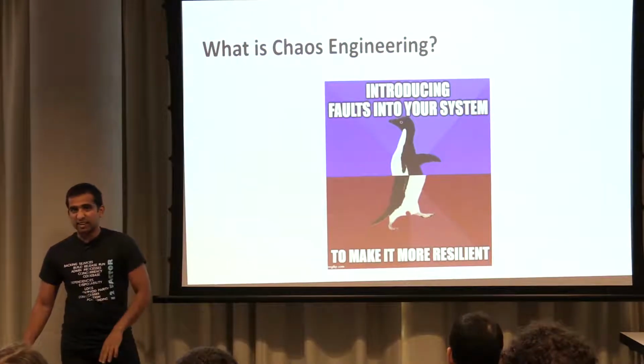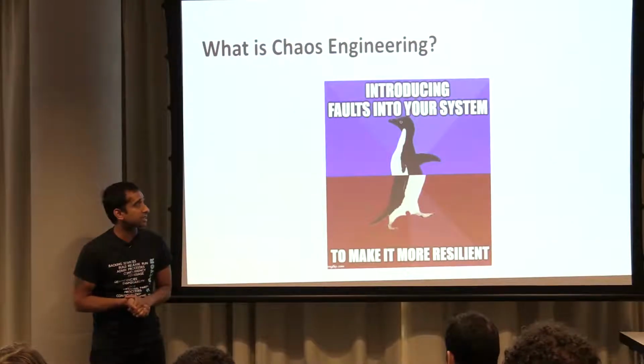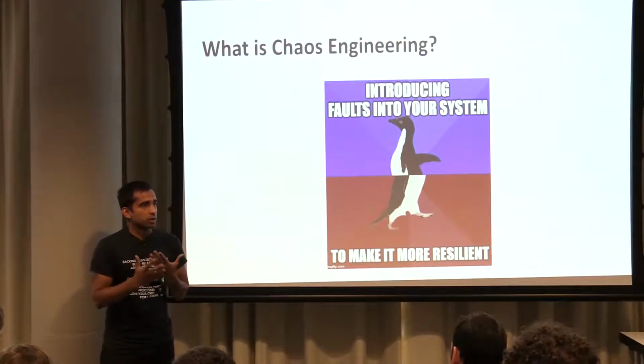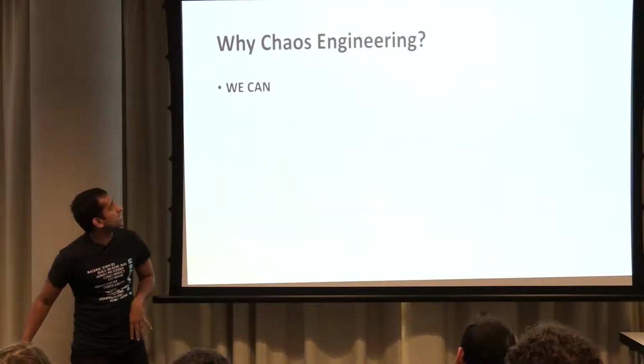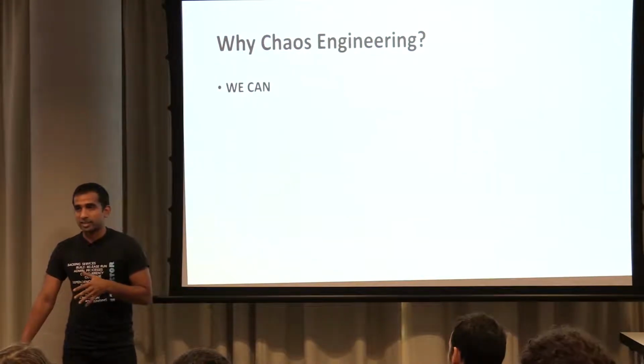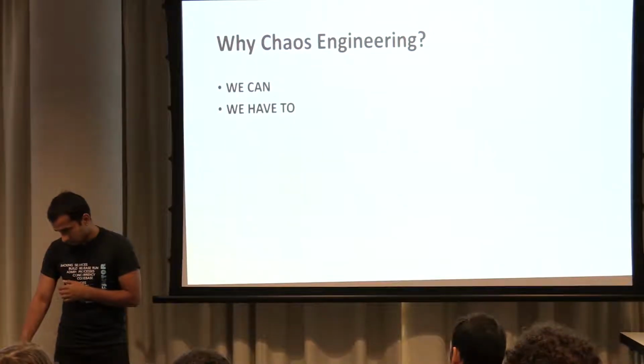So we already have a lot of levels of testing. You have unit testing, integration, acceptance. Why do we need to add one more layer of testing? There are basically two reasons. One is that we can now, and the other is we kind of have to.